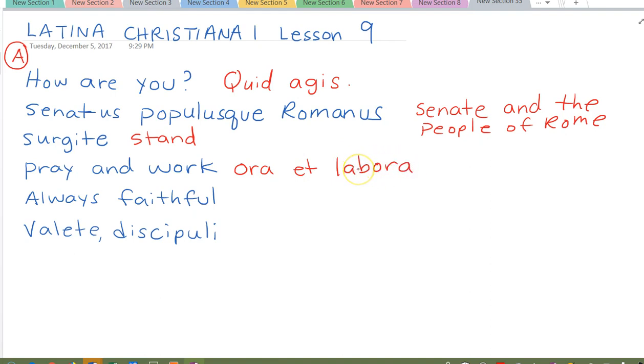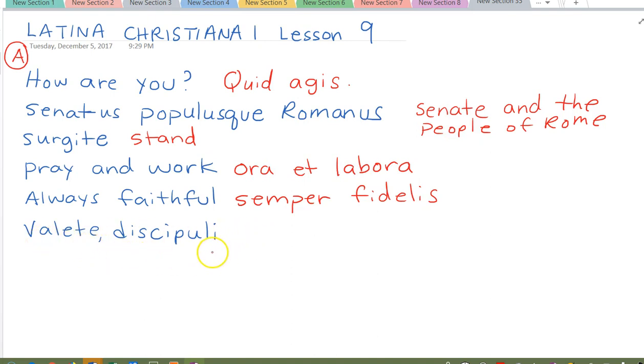If you're just filling this in and you haven't tried it on your own, you are learning nothing. You're wasting pencil lead. Always faithful, semper fidelis. Hopefully, you've gotten 5 of the 6 right so far.